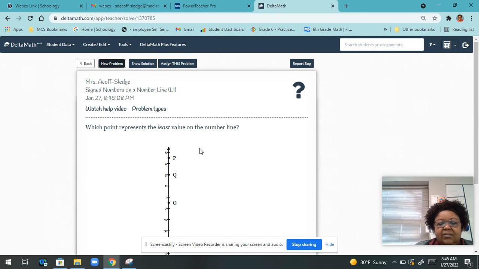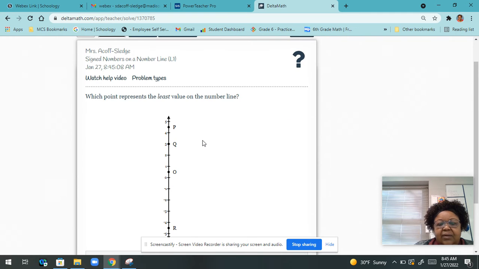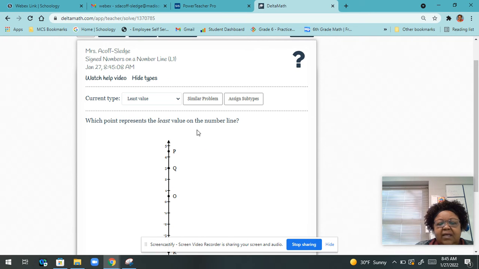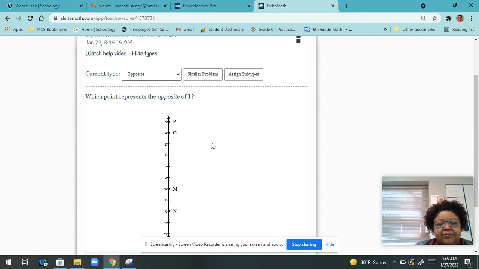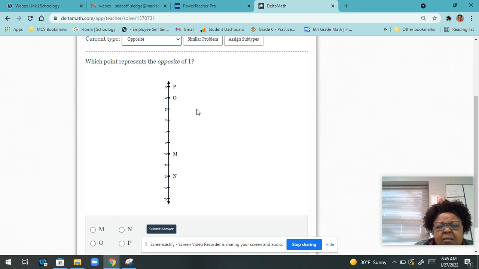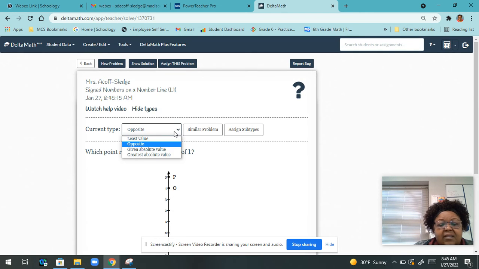Okay, let's look at a new type. Let's see, problem type, least value, opposite. So let's look at opposite. Which point represents the opposite of 1? So the opposite of 1 is a -1, of course. So that would be point M. So you have to think what's what.